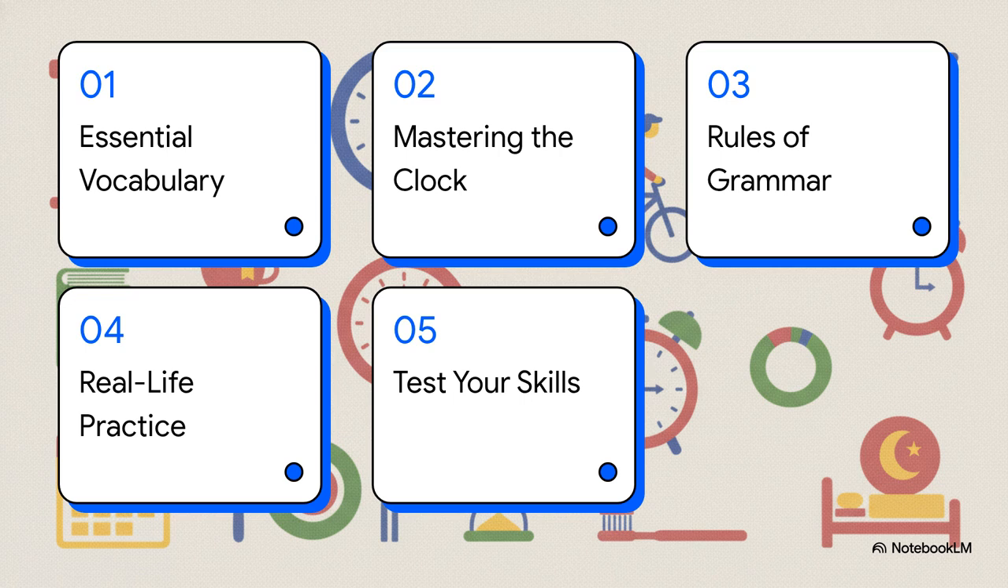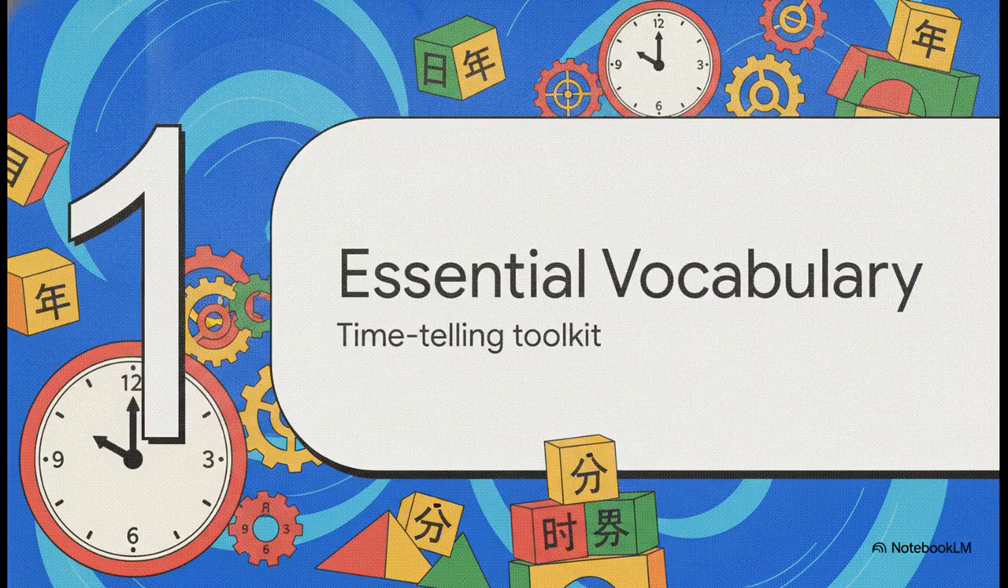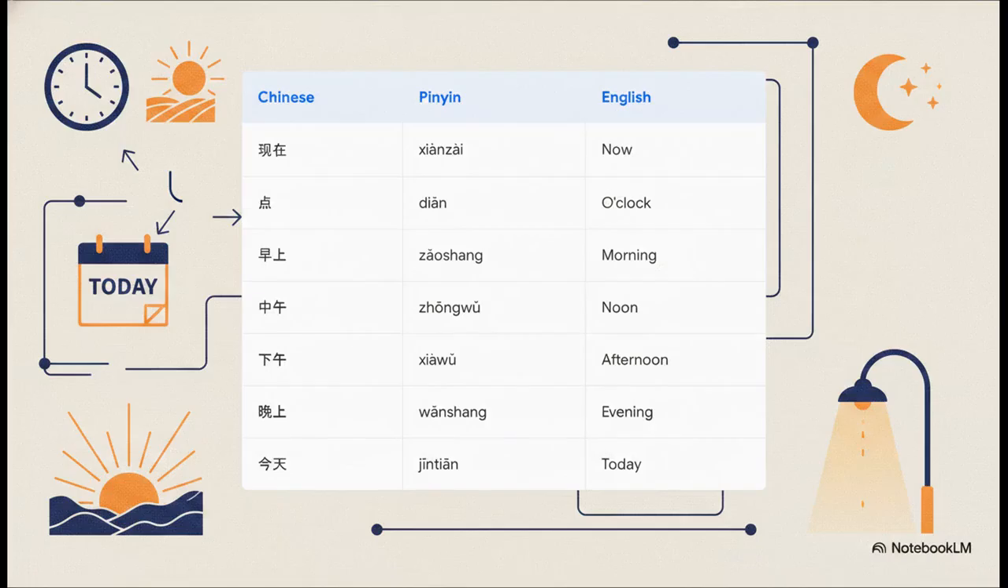First up, essential time vocabulary. Then mastering the clock. After that, we'll hit the golden rules of grammar, do some real-life conversation practice, and finally, test your new skills. All right, let's jump straight into Section 1, Essential Time Vocabulary. We're basically building your Chinese time-telling toolkit here. Take a look at these core words.